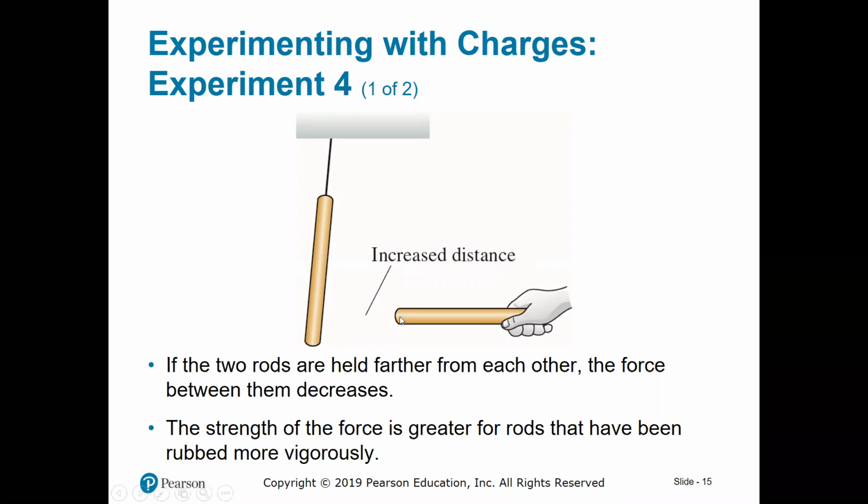So as a visual, as you pull away this charge rod here in the hand, you will see that the amount that this charge rod is affecting the one that's hanging is decreased. And so just like with gravitation, the further away that those two objects are, the smaller the force that affects that object.